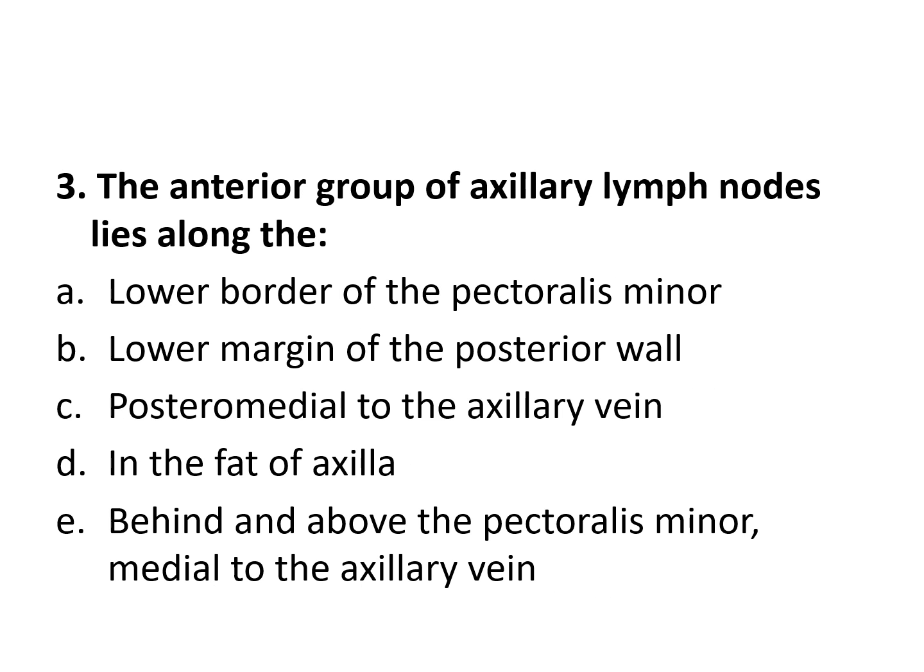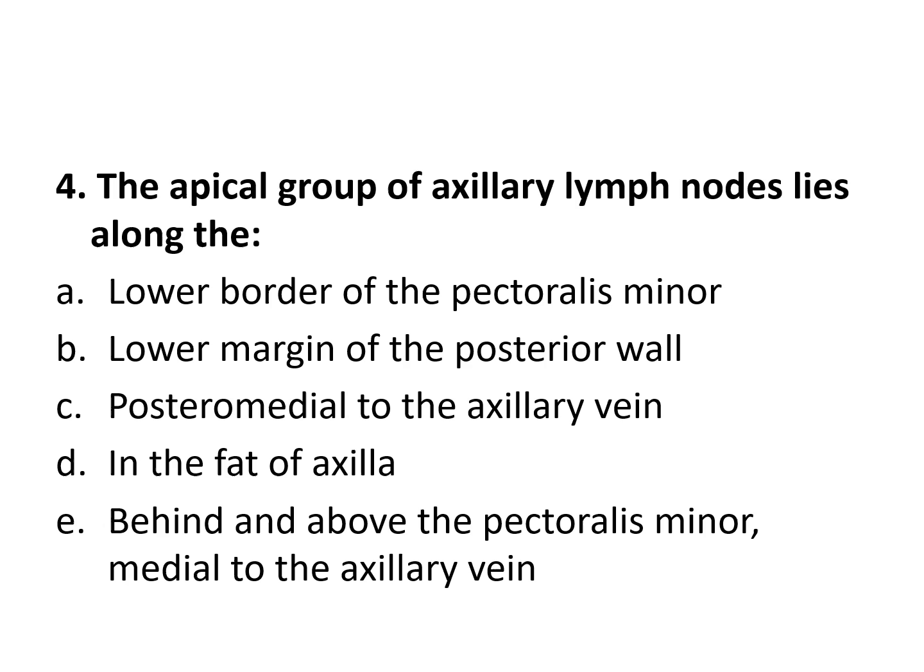And then, the anterior group of axillary lymph nodes lies along the, let's see who will get that, that's very easy, lower border of the P minor. The apical group of the axillary lymph nodes lies along the, are you sure what you're thinking right now? It lies behind and above the P minor, and also medial to the axillary vein. Remember, the apical group of the lymph nodes lie behind and above the pectoralis minor.